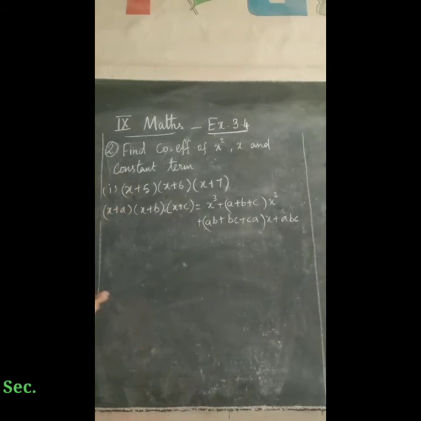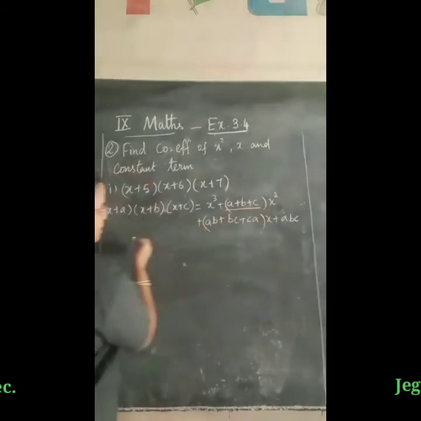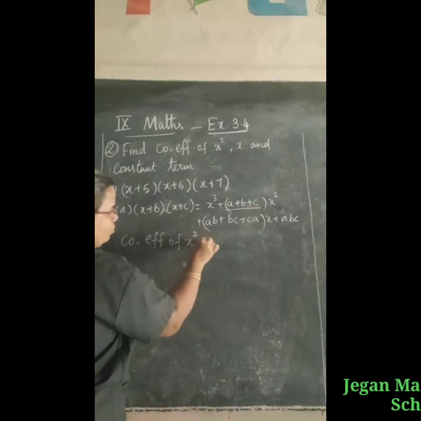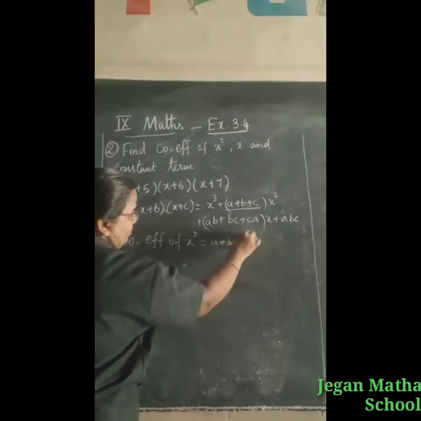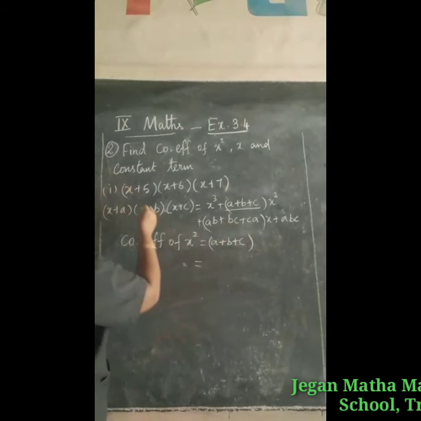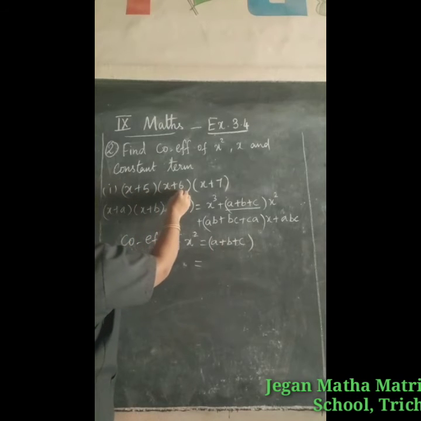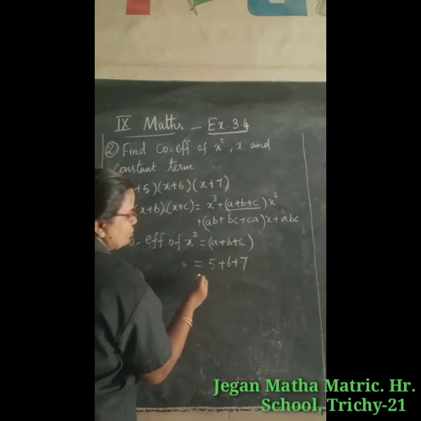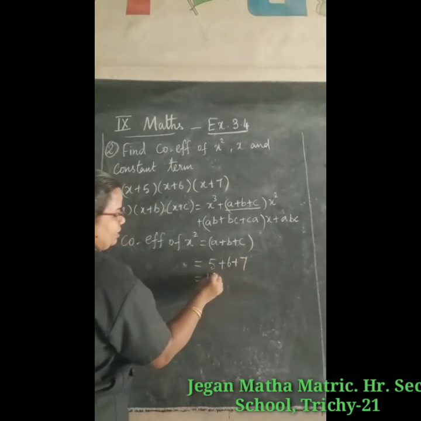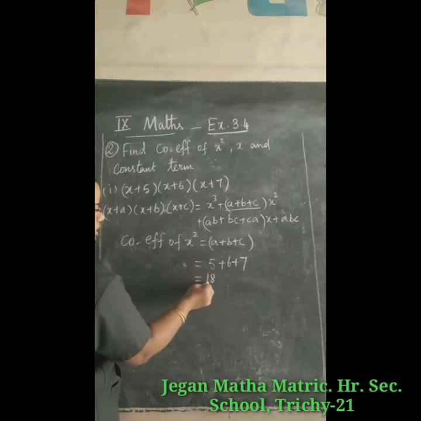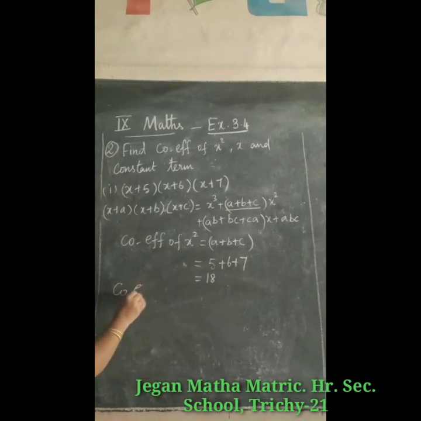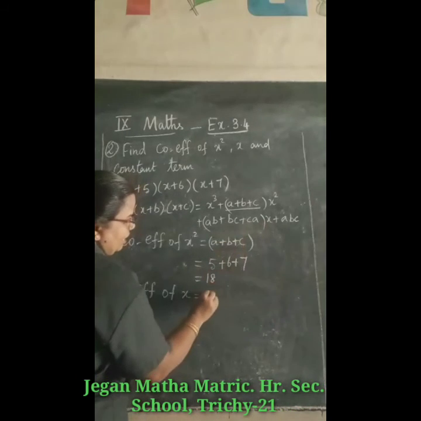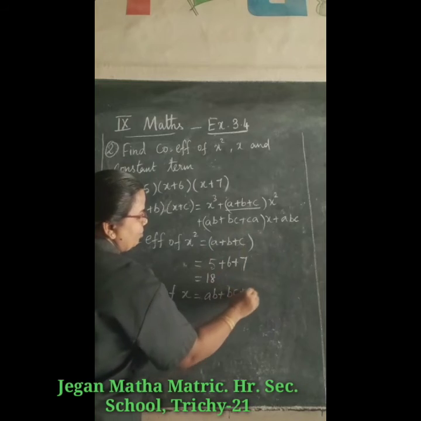What is coefficient of x squared? That is a plus b plus c. So coefficient of x squared is equal to a plus b plus c. So a plus b plus c, what is a? 5, b 6, c 7. So 5 plus 6 plus 7, that is equal to 13, 18. So what is coefficient of x squared? 18. And coefficient of x, that is coefficient of x is ab plus bc plus ca.